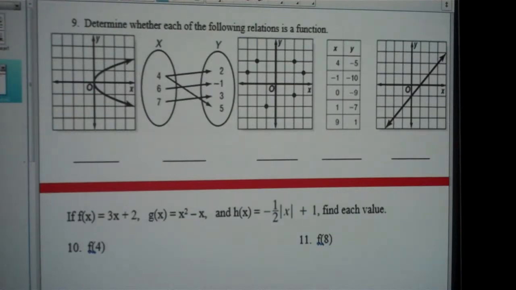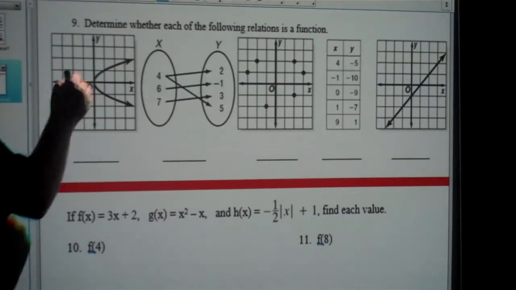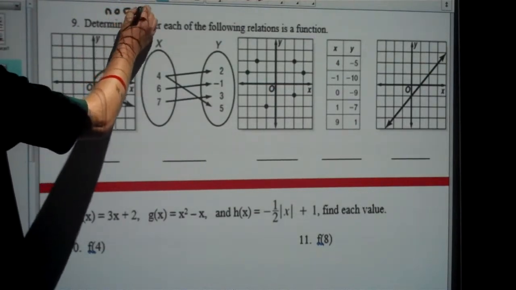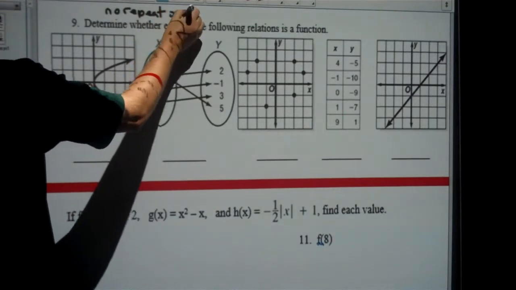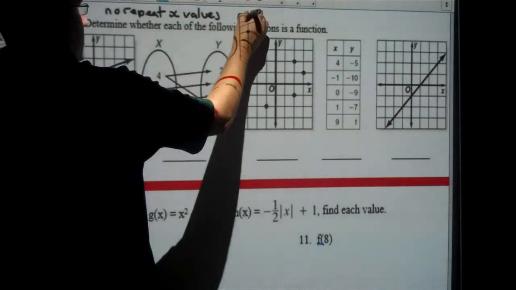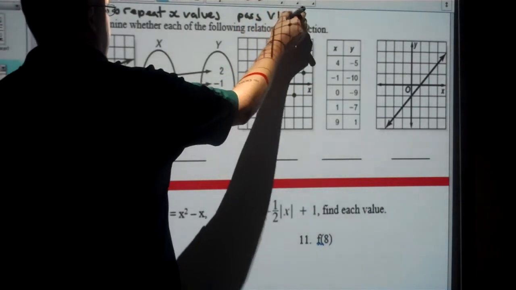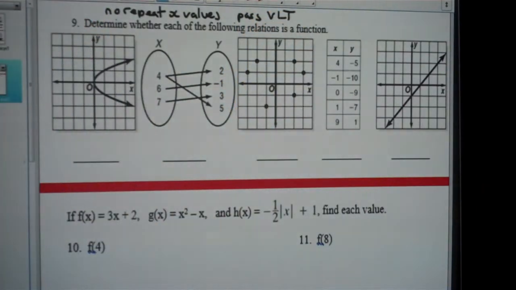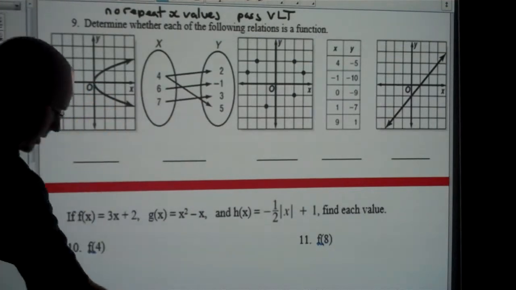Moving on to the back of the worksheet, we have to determine whether the following relations are functions. And there's 2 things that we're really looking for here. One is no repeat x values. And the other one is, does it pass the vertical line test as well? So if we draw a vertical line, if it passes through more than 1 point, then we know that it's not a function. So for this first one, that would actually be the easiest one of all.